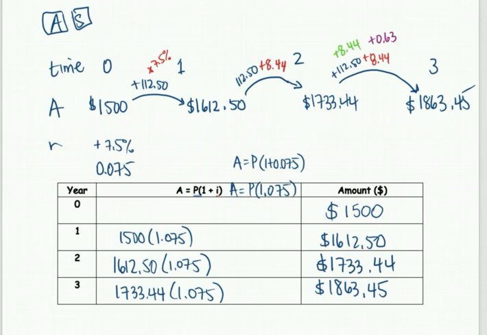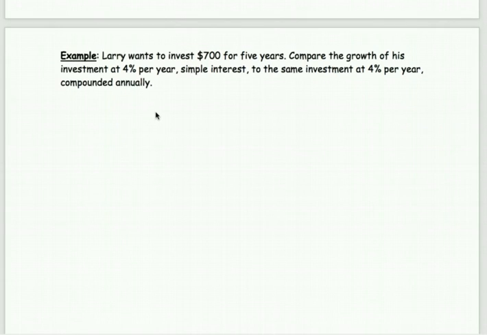So, okay, now that we've finished one that was simple interest, another one that was compound interest, this is where I want you to get to now. So you're going to have Larry here invest $700 for 5 years. He's looking at both scenarios: if he put money into a simple interest account for 5 years at 4% per year, or if he made the same investment into a 4% per year account compounded annually. We want to see the difference in how much money he ends up making. So let's do that right now.